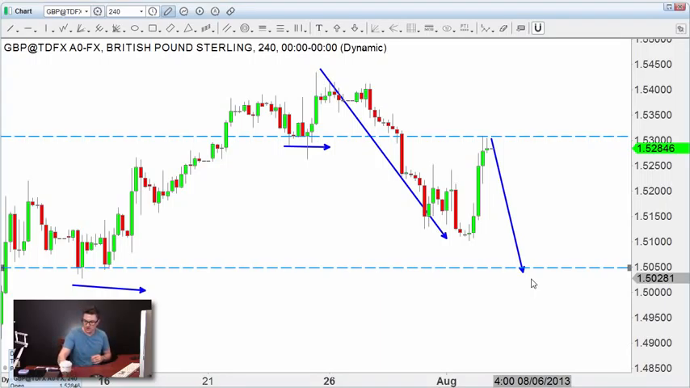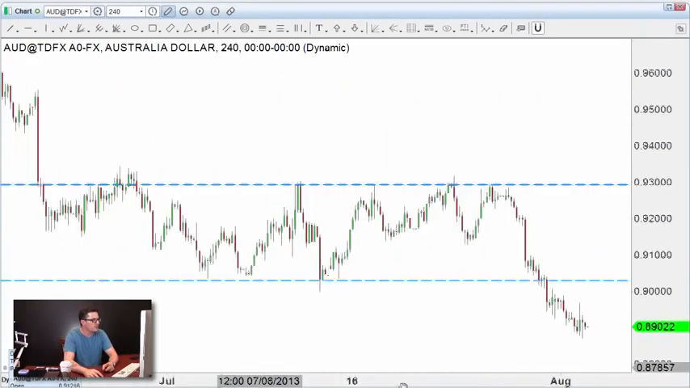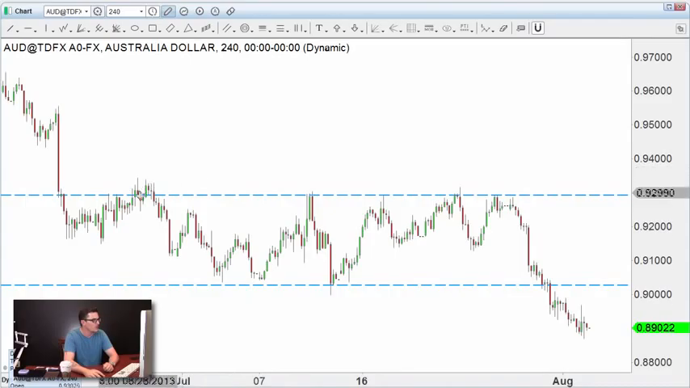So let's move over. Let's take a look at the same kind of setup happening here in Aussie. I just want to take a look at Aussie here. We've been watching the channel. Okay. Market's been in this nice channel here between the highs and the lows.